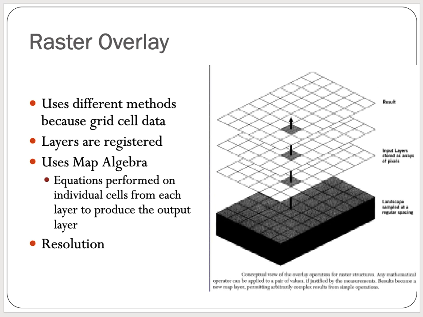And the next type of geoprocessing tools we'll be looking at are based on the raster format. So raster overlay uses different methods compared to our vector feature layers that we just went over because of the grid cell data. The layers are registered, and for raster overlay you use map algebra. Map algebra are equations performed on individual cells from each layer to produce the output layer. So again, raster format is based on pixels or grid cells.